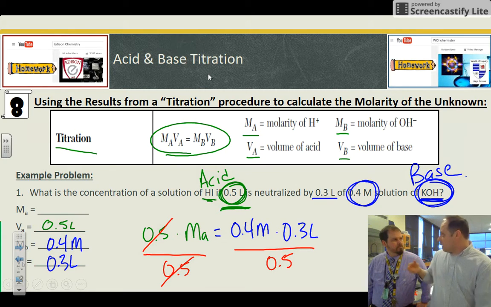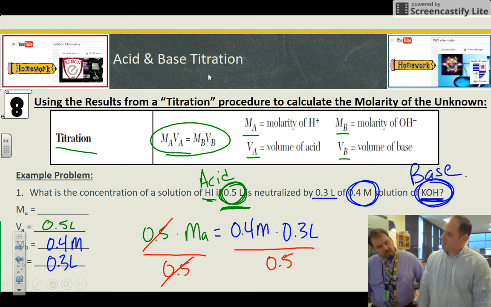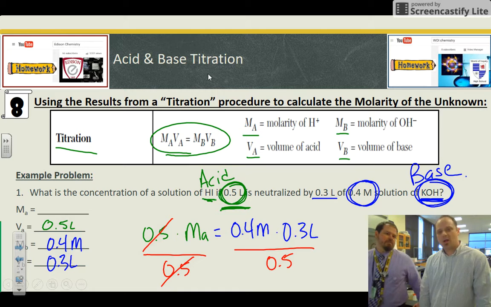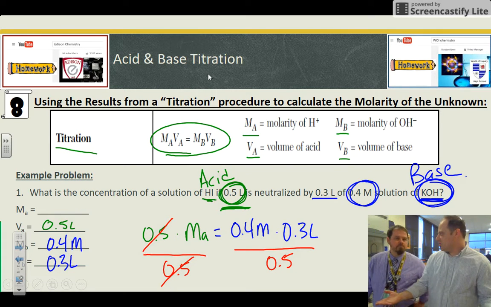Plug and chug. I guess maybe the hardest part really is the reading comprehension, to understand which one's the acid, which one's the base. Is molarity concentration or is the liters concentration? You put things in the right places, you're good. No unit conversions in there. I don't think we threw any curveballs.